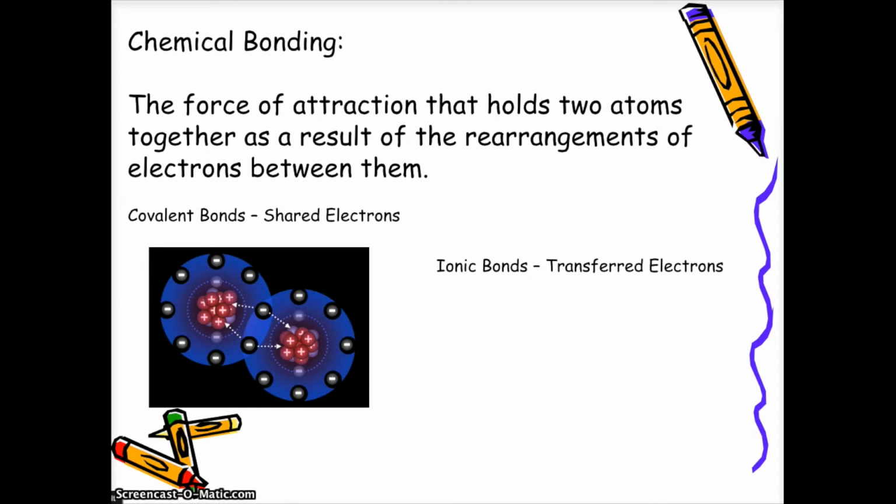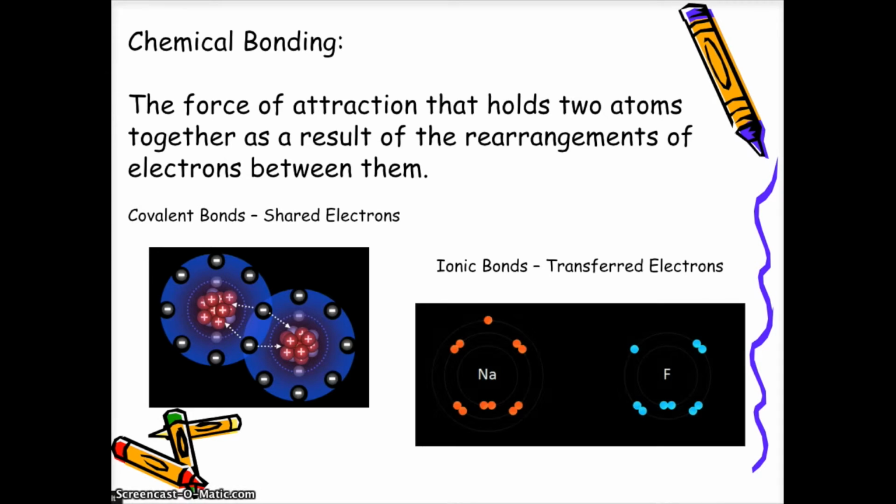Now the other type of bonding is ionic bonding, and that's when we have atoms that transfer electrons from atom to atom. And so as you can see, electrons are really the particle of the atom that are responsible for bonding. So an ionic bond is where we're going to have a transfer. Our example here is sodium, which is Na, and fluorine, which is F.